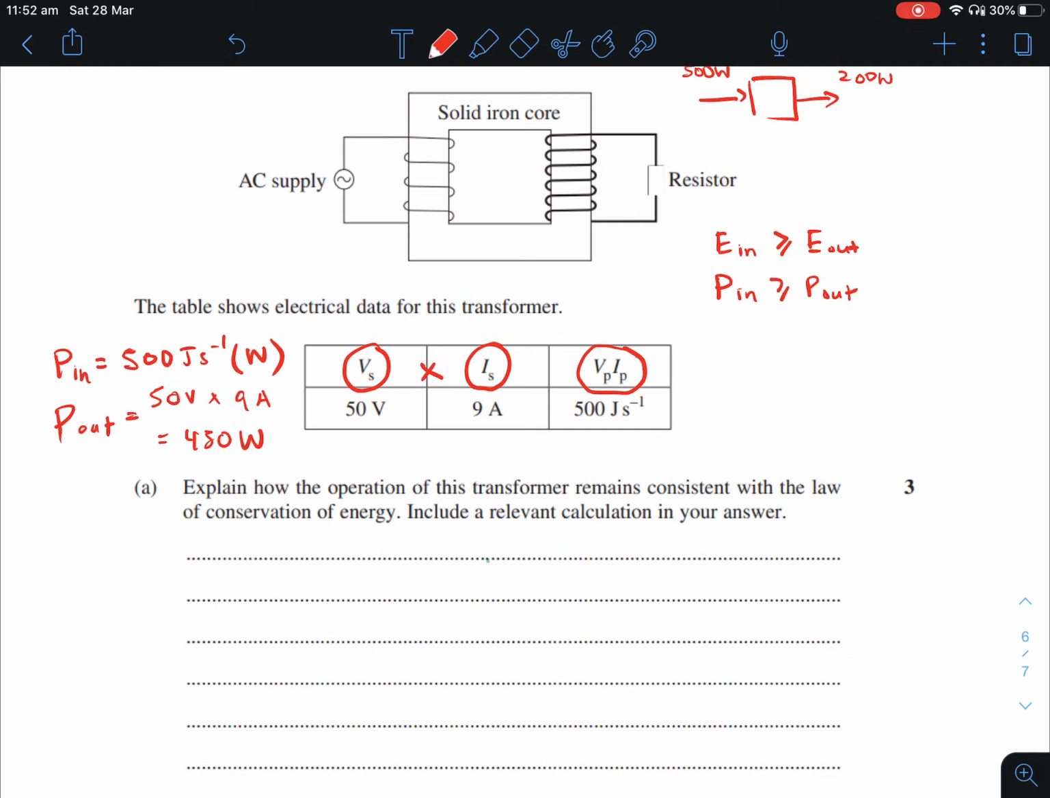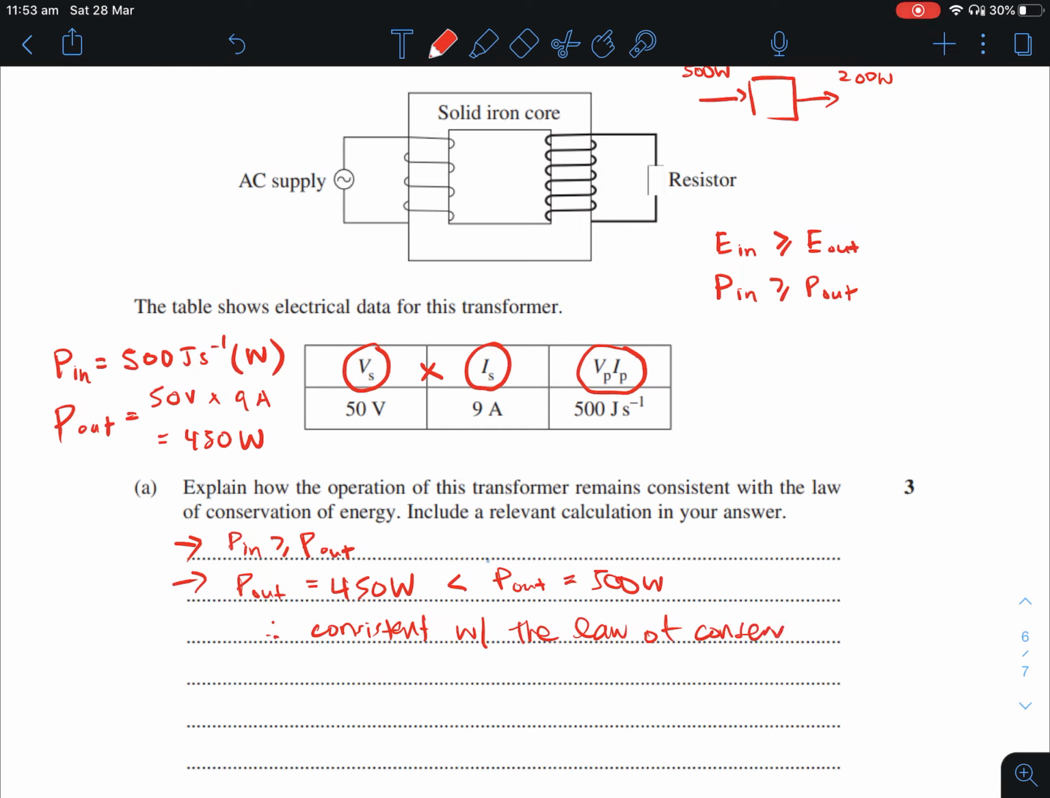And so therefore, all we need to really write here is explain why power in must be greater than or equal to power out, except in words, and then show that power out is equal to 450 watts, which is less than power in, which is equal to 500 watts. Therefore, it's consistent with the law of conservation of energy. And that will give you the 3 marks here.